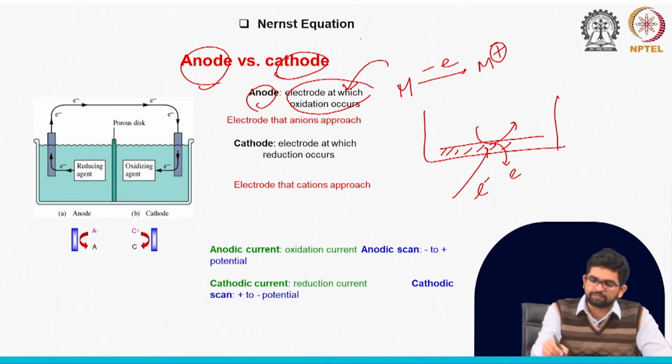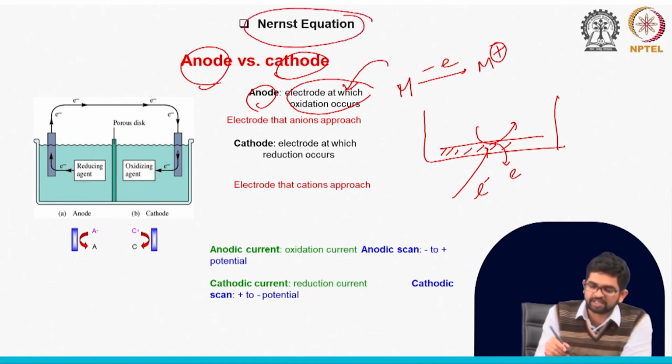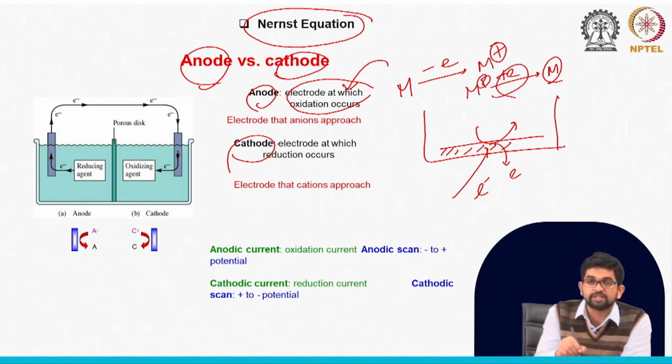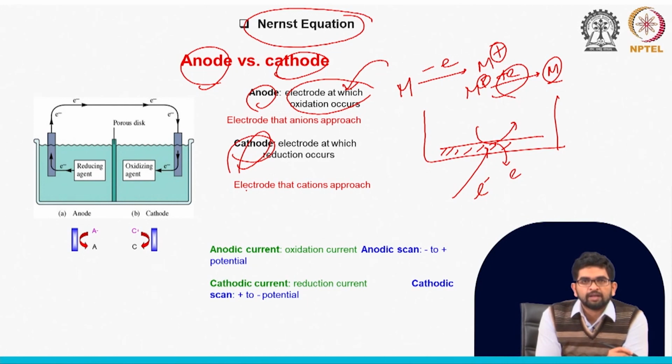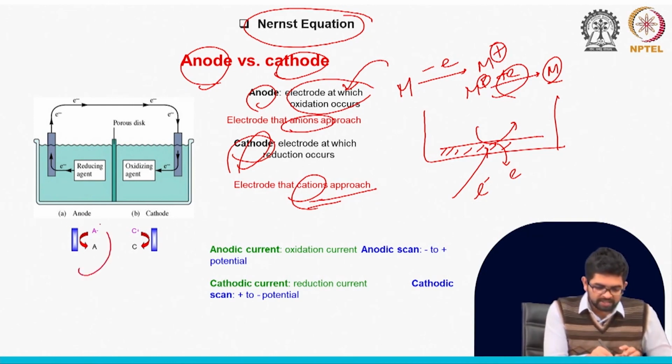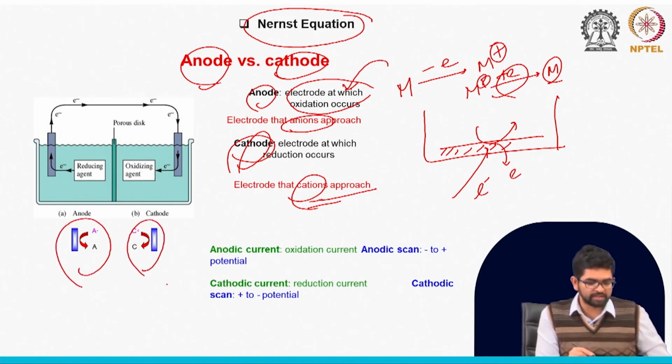You already know, but before covering this Nernst equation, let's try to summarize. And what is the cathode? Cathode means the electrode at which reduction occurs. So here, if M plus takes one electron and forms M, this is the reduction reaction, and the electrode at which it happens is the cathode. The electrode that the cations approach is the cathode, and the electrode that anions approach is the anode. So here is the schematic, the equations I plotted here.